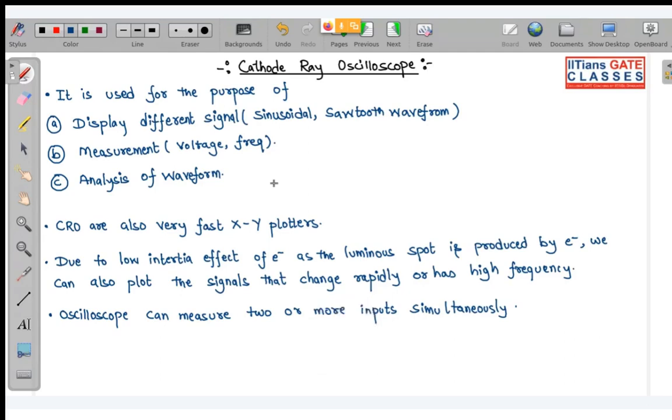So the CRO is also basically a very fast XY plotter. Can anyone tell me what this XY plotter is? The plotting of a waveform across the x and y axes. For the x-axis, we can take time.